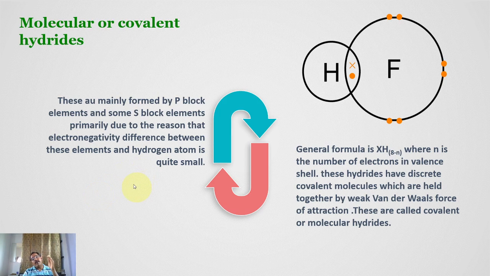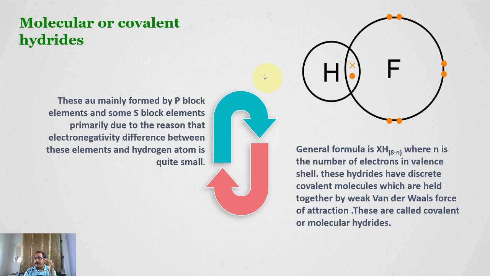If the electronegativity difference between the element and hydrogen is high, it will be an ionic hydride. If the difference is low, then it will be a molecular or covalent hydride. Let us see the example on the right side. Hydrogen fluoride. This is a hydride. Fluorine has 7 electrons in its outermost orbit and is one short of an octet. Hydrogen has 1 electron and is also one short of a doublet. So if hydrogen gets one more, it forms a doublet; if fluorine gets one more, it forms an octet.